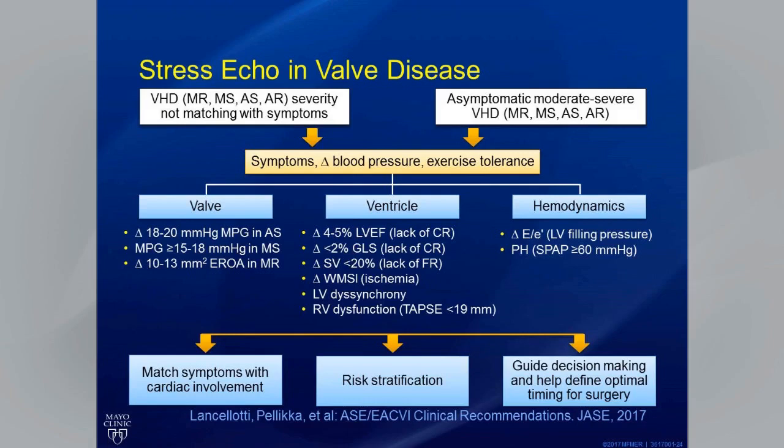We want to see an increase in stroke volume. A failure of this to increase by 20% is abnormal, and we can look for ischemic wall motion abnormalities to develop. We can also appreciate left and right ventricular dyssynchrony. Hemodynamic effects that we can watch for are a change in the E to E prime ratio and the development of pulmonary hypertension. All of this information can be used to match patient symptoms with cardiac involvement, to stratify risk, and to help guide decision-making and to find the optimal time for intervention.